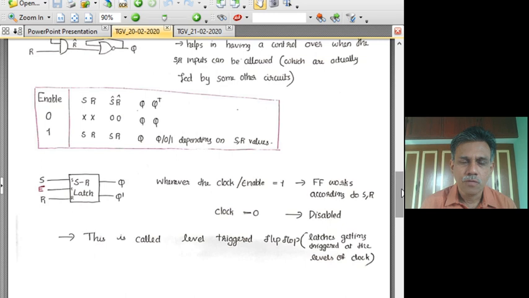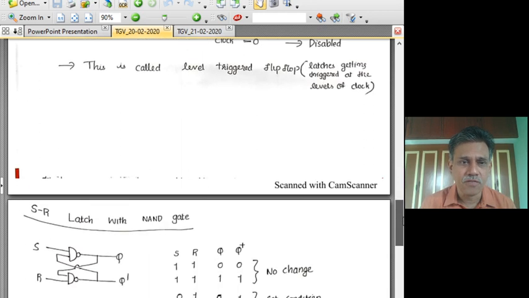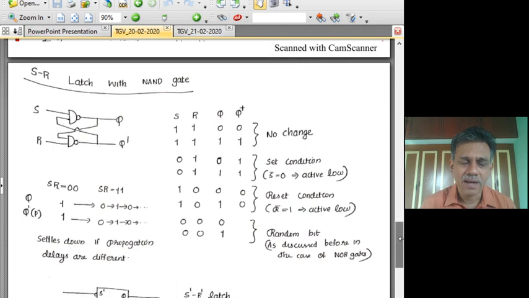Now we saw that a cross-coupled NOR gate can be used to construct an SR latch. Basically we wanted NOT gates, for which we used NOR gates. We know that NAND gates can also be used in place of a NOT gate, and therefore we should be able to construct an SR latch using NAND gates also. Let us see what happens if we have a cross-coupled configuration of two NAND gates.